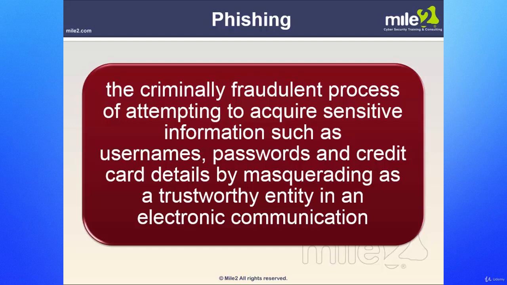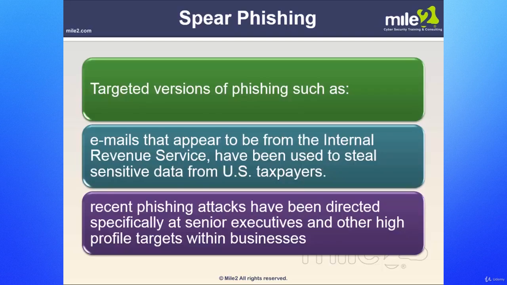Now, another thing you can do when it comes to some of those is verify the digital signature attached with the mail, if it has one, right? The fake email will generally not have a digital ID at all. So if you check, this would basically be in the message header information on the email headers and so forth. And we have a thing called spear phishing. This is a targeted version of phishing, such as emails that appear to be from the Internal Revenue Service that have been used to steal sensitive data from U.S. taxpayers. Recent phishing attacks have also been directed specifically at senior executives and other high-profile targets within the business. And again, it's known as spear phishing.